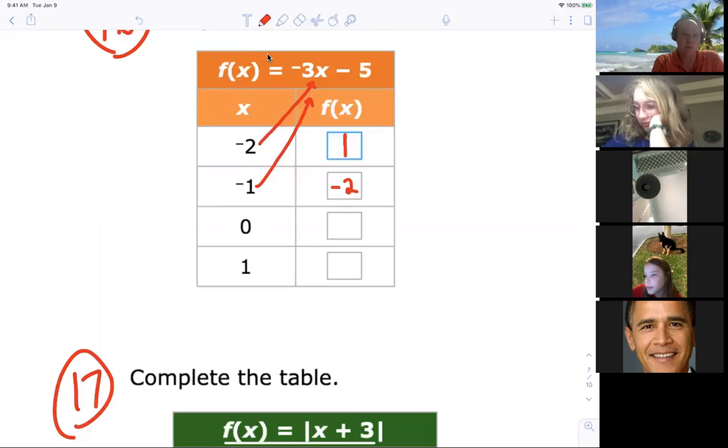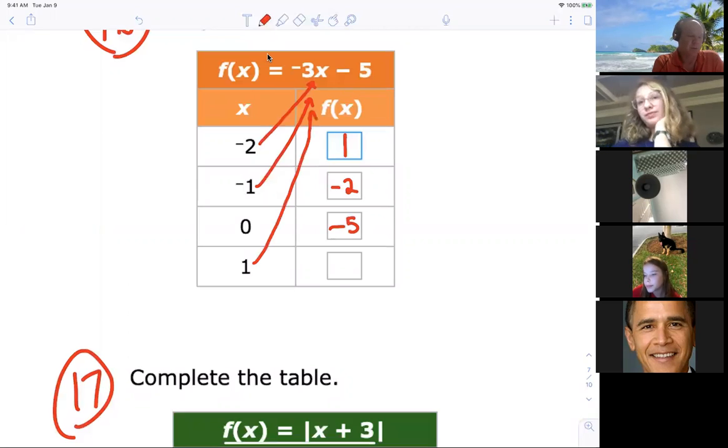-3 times 0. 0. Minus 5. -5. Oh, I'm on the wrong option. This is the problem. -3 times 1. Like -5. Positive 3. No, that's -8. Guys, got to be careful. -3 times 1 is -3. And then -5 is -8.